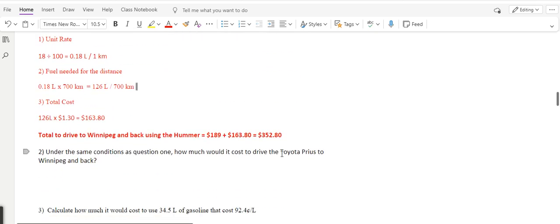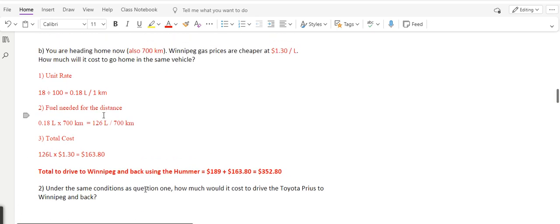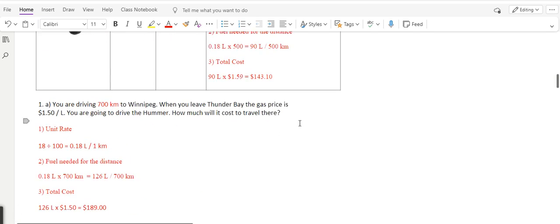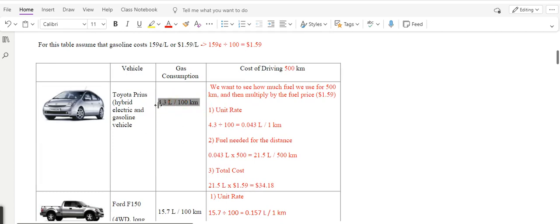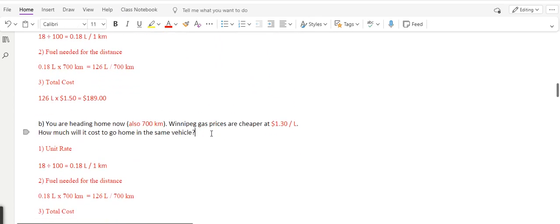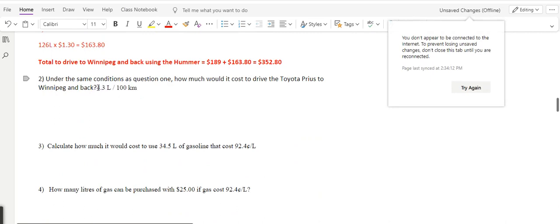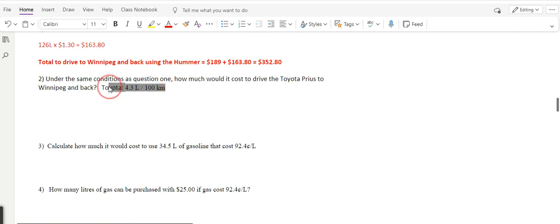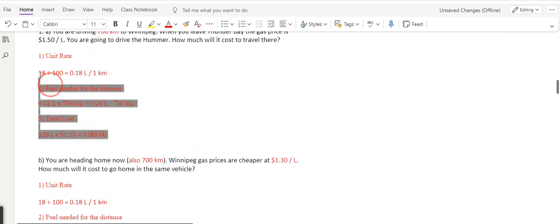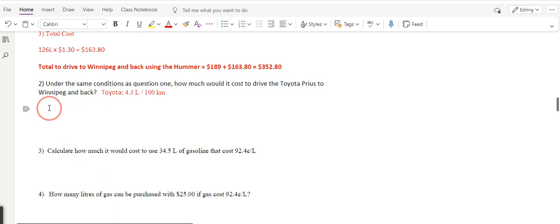Okay, this part wasn't necessary, but the next question is that we're going to drive to Winnipeg again, but we're going to be using the Toyota Prius instead. And so I thought it might be useful for us to compare the price of it. So for now, let's go ahead and do that. So now we're going to take the Toyota down. The Toyota, I suppose I should put it like this, is going to be 4.3 liters for 100 kilometers. And so we're going to be using the same kind of formulas from before. So I'll just copy and paste it here.